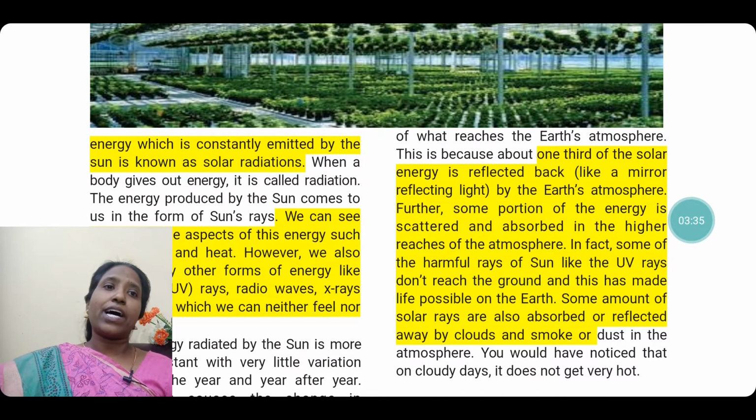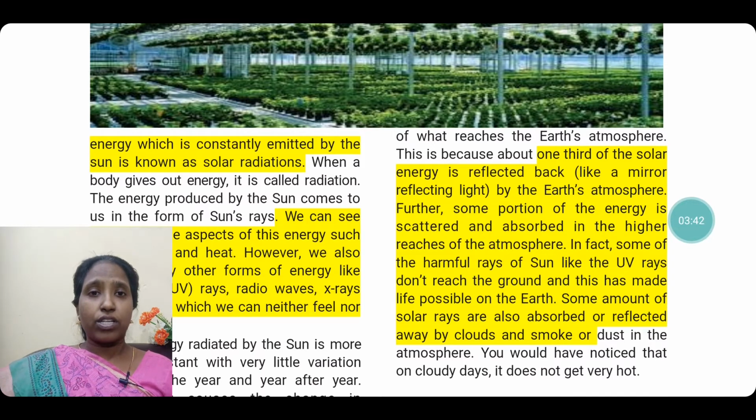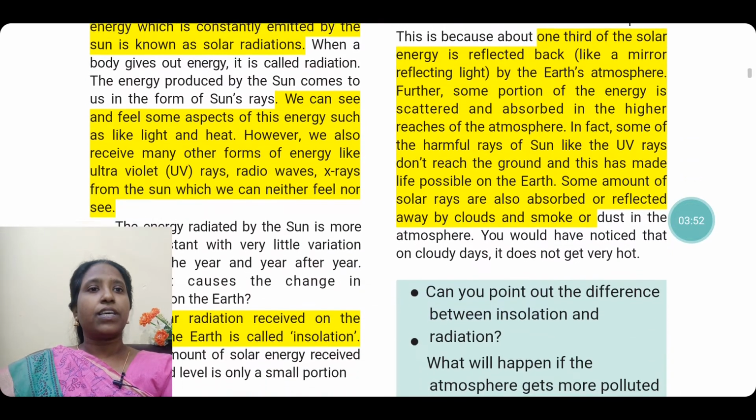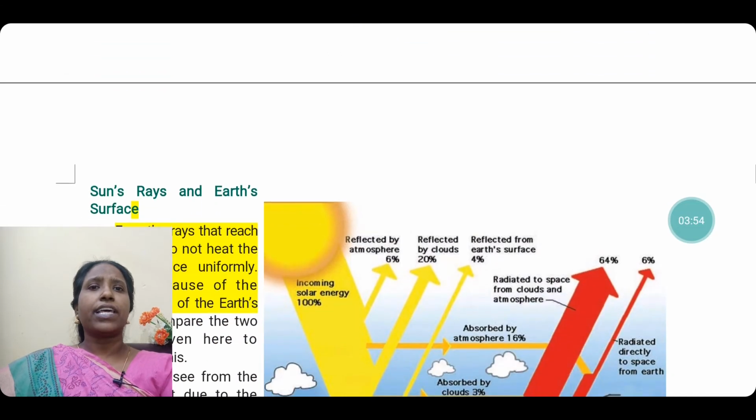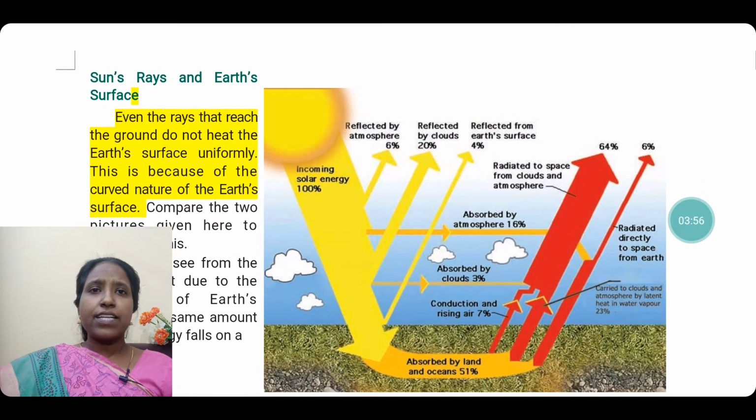Some amount of solar rays are also absorbed or reflected away by clouds and smoke. If there is cloud or smoke in the atmosphere, that also absorbs some part of the energy. That is why it is very cold during the cloudy days. It absorbs all the radiations. And then we go to the next one, that is sun's rays and earth's surface.